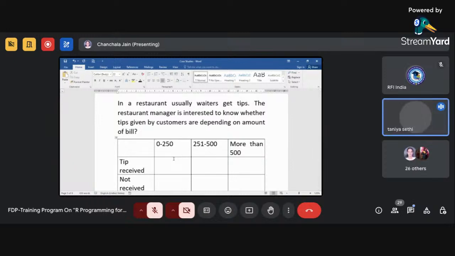Ma'am, so here we are making a contingency table. And we are counting how many of the customers paid the tip if their bill is 0 to 250, or 251 to 500, or more than this. So, received and not received. This is what we are taking from the waiters.